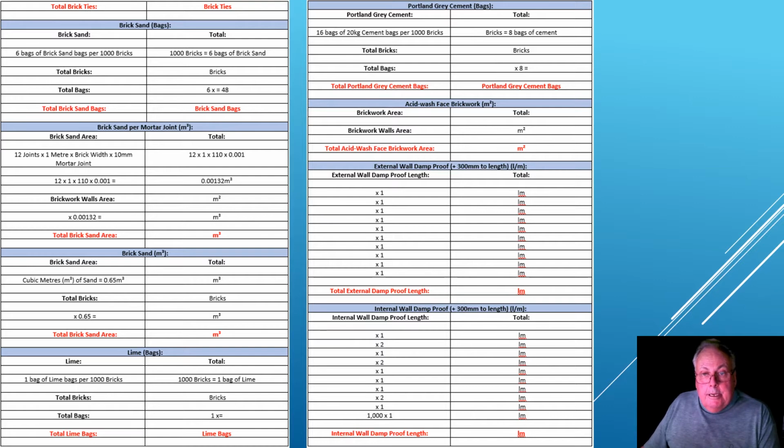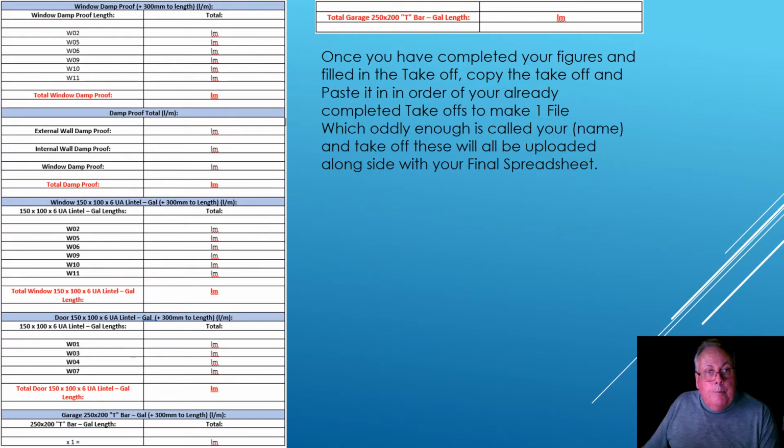Acid wash, okay, how much per square meter? External wall damp proof, we need to add 300 to the lengths, and these match up to our window sizes and wall sizes. Okay, so there's the two there. Okay, so once we've got all those done, looks like a lot, but it's all opened up in a step-by-step point. Now we need damp proof. Our total damp proof, here it is here. These are our key figures. We need to actually have these, but we've got to work these 3 out to get this one.